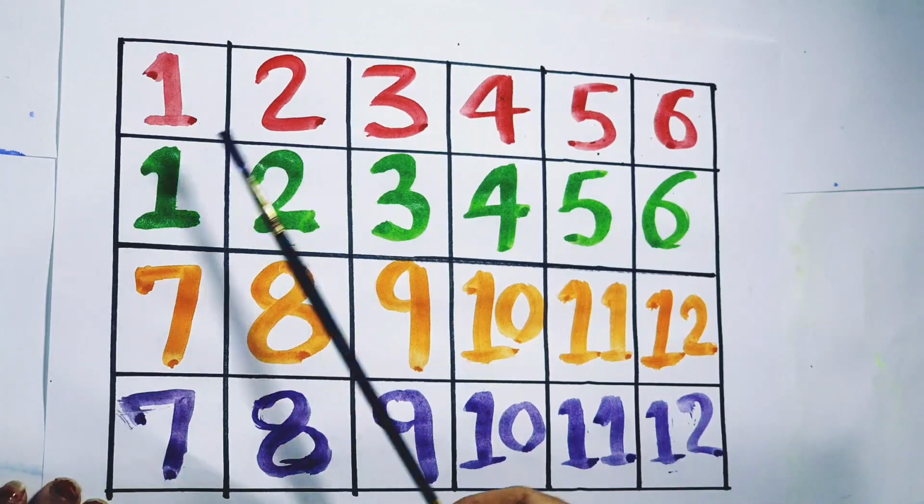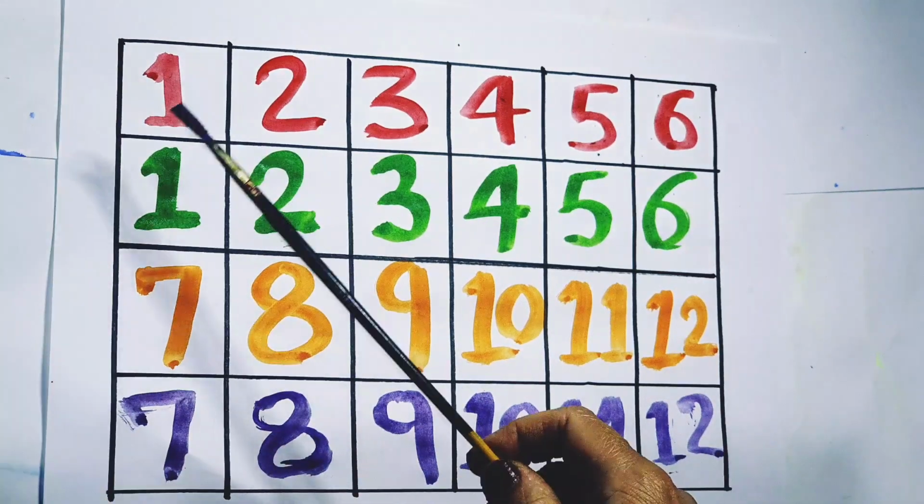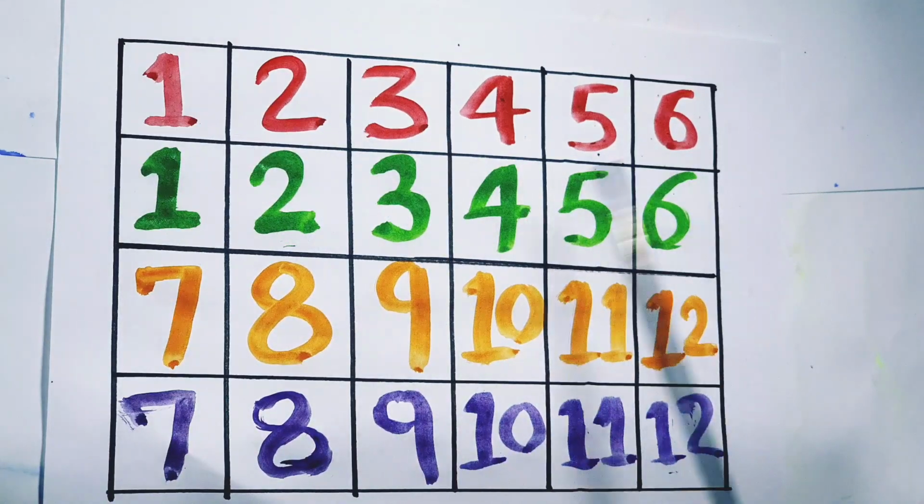We learn about red color, light green color, orange color and purple color. 1, 2, 3, 4, 5, 6, 7, 8, 9, 10, 11, 12.